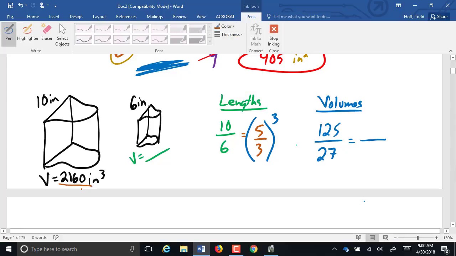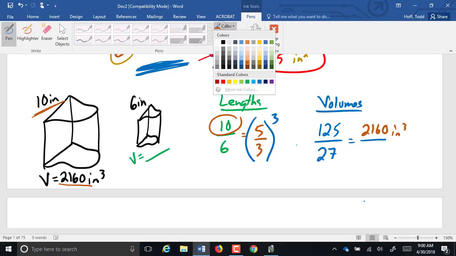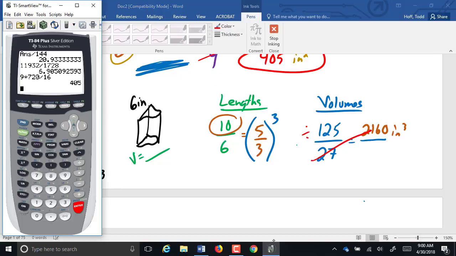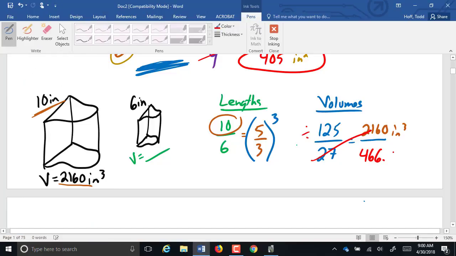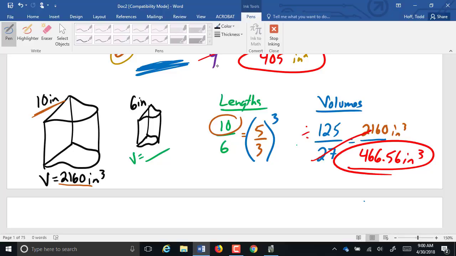The 2,160 is from the larger figure. It's also from the figure with the 10, so that means it has to go on top. Cubic inches, so we will cross multiply and divide. So 27 times 2,160 divided by 125 is 466.56 cubic inches. Does that look familiar? A little bit? Okay. So you can see these similar figures are very powerful.